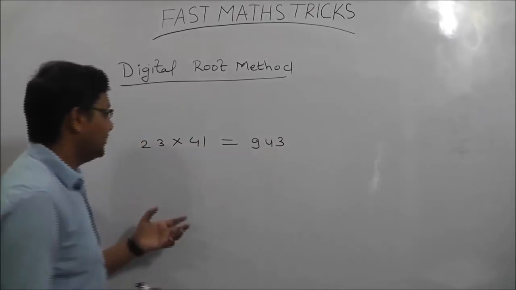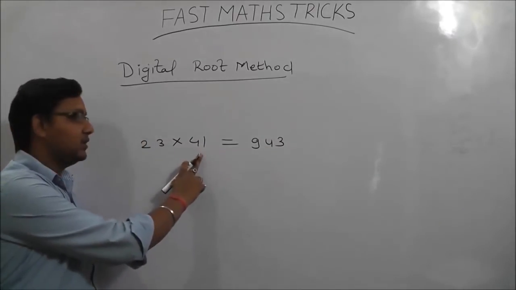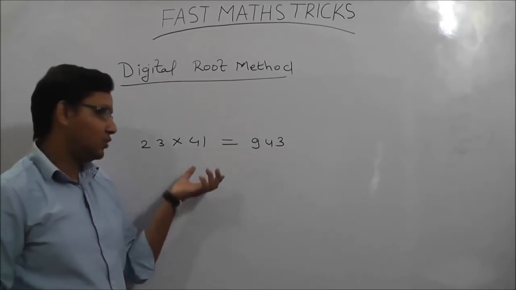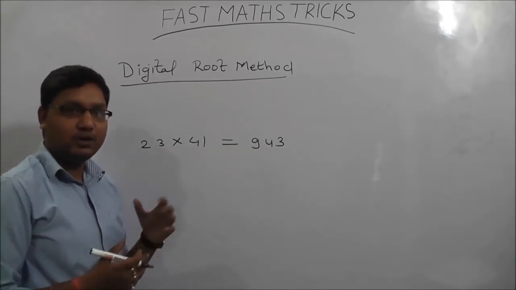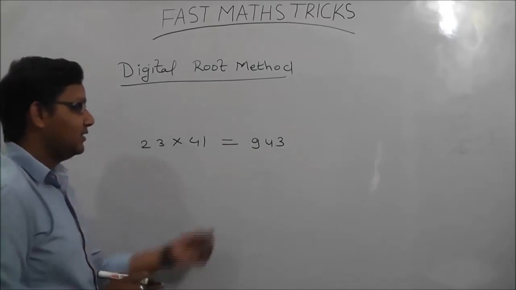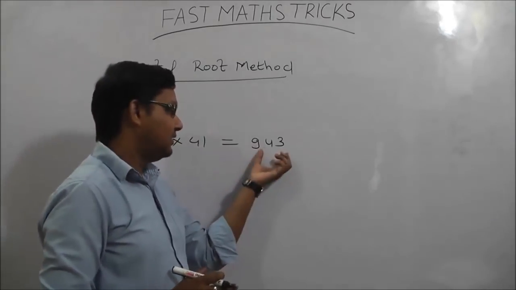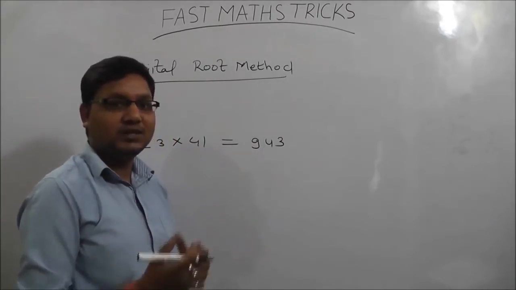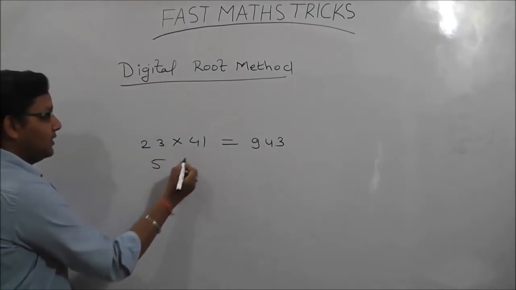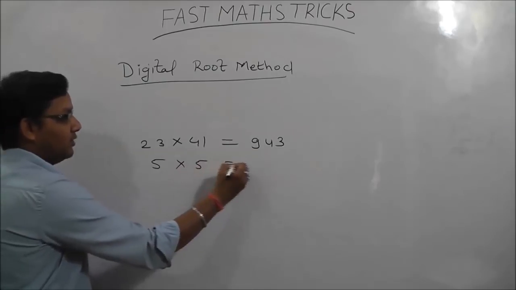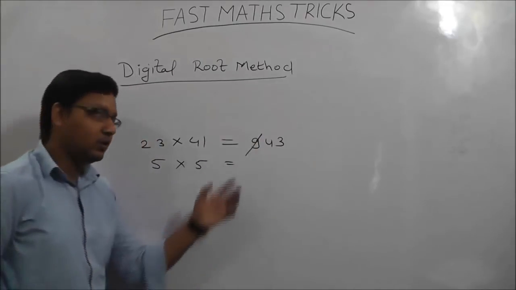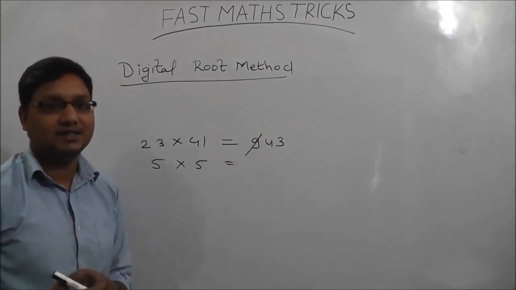Suppose there is a multiplication, 23 into 41, that gives 943. We have to check whether it is correct or not. Because I am taking a small example, you can verify it with a large example also. We have to add the digits digit by digit, and the final digit we get should be the same. For example, if we add 2 and 3, we get 5. 4 plus 1, that we get 5. And 9 you can ignore. No need of adding 9, because 9 is a magic number.